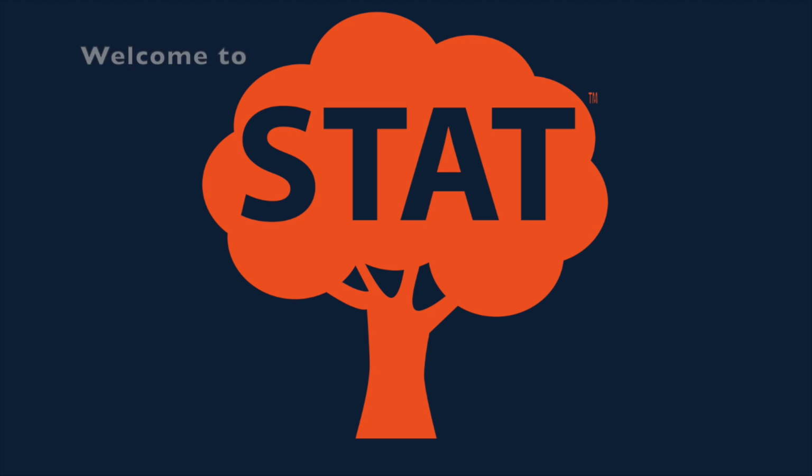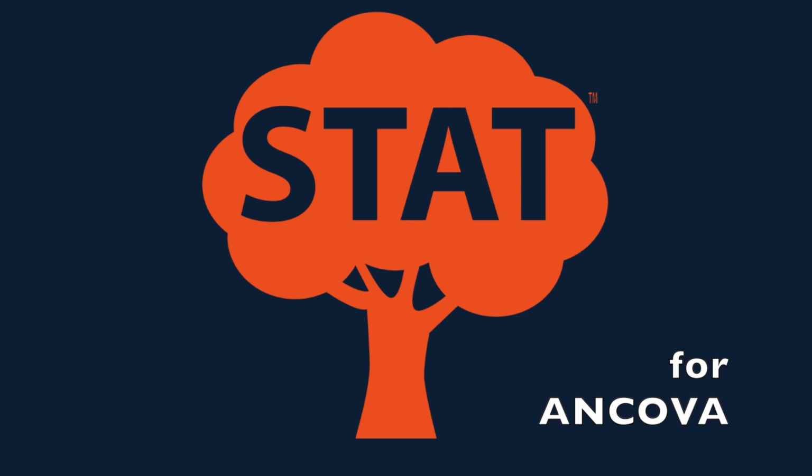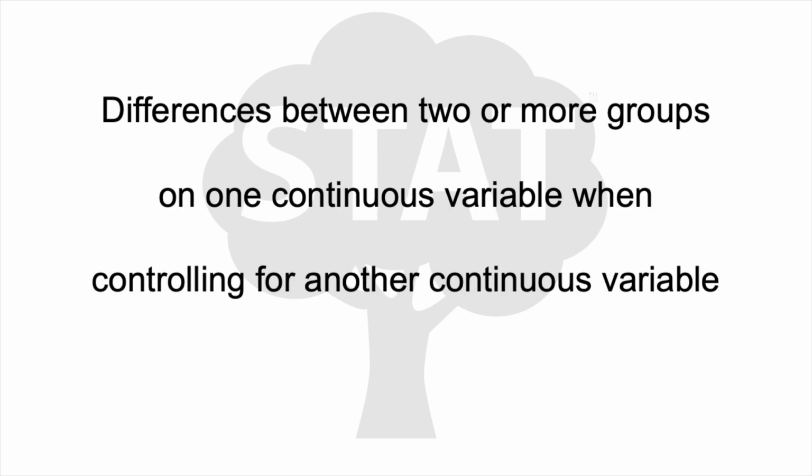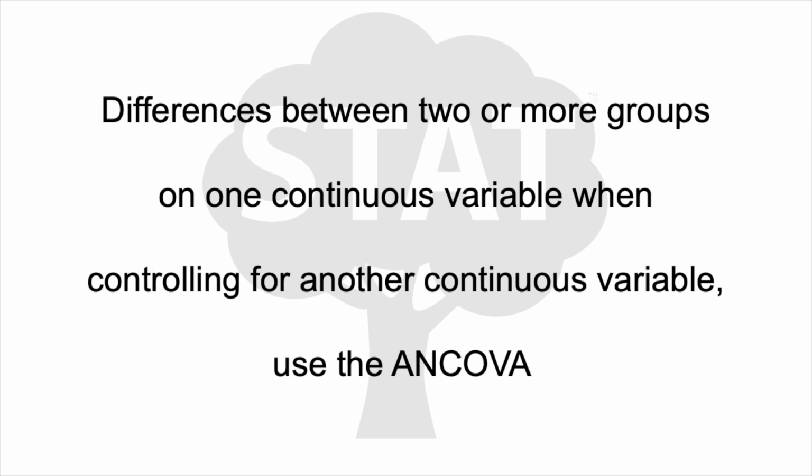Welcome to the StatTree video module for analysis of covariance. To test whether there are differences between three or more groups on a continuous variable with a covariate continuous variable, the one-way ANCOVA would be appropriate.